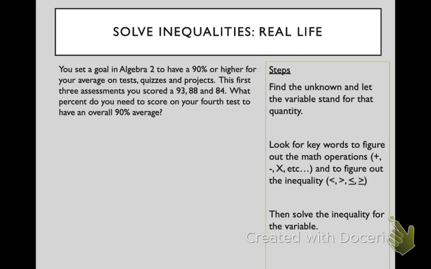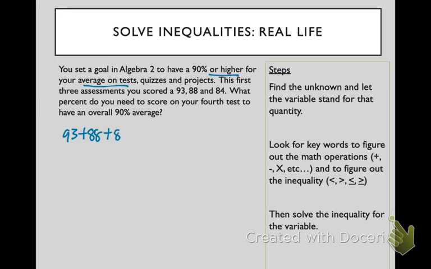Let's look at this last one. This might be pertinent to you this year. You set a goal in Algebra 2 to have a 90% or higher for your average on tests, quizzes, and projects. For the first 3 assessments, you have these scores. What percent do you need to score on your 4th? So for the unknown, we let the variable stand for that quantity. What you're trying to find is the amount you need to score on your 4th test. So we'll let that be X.